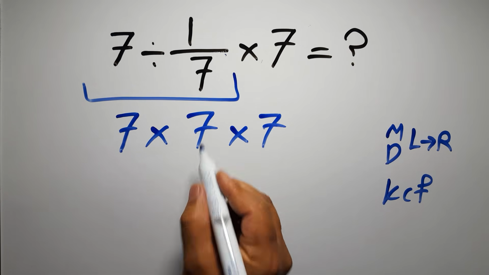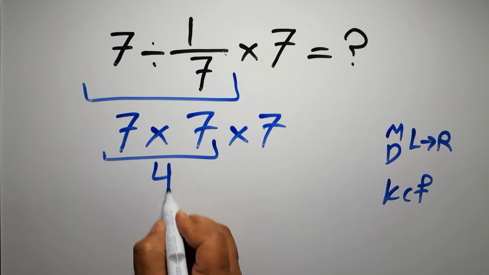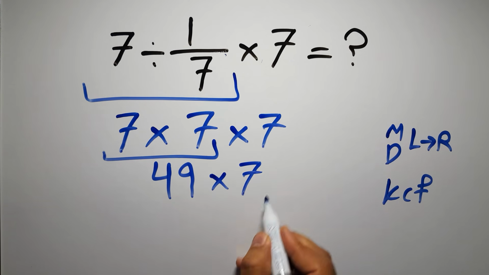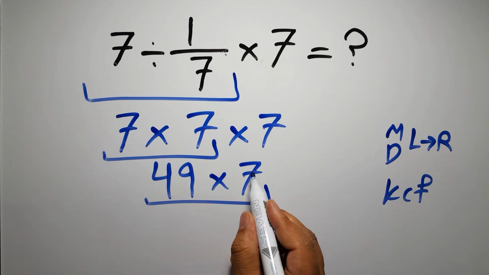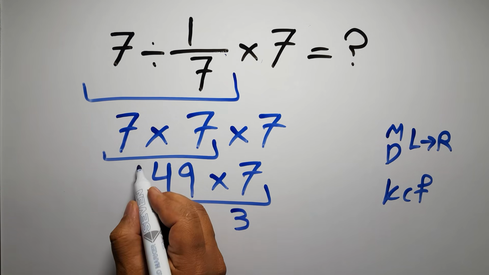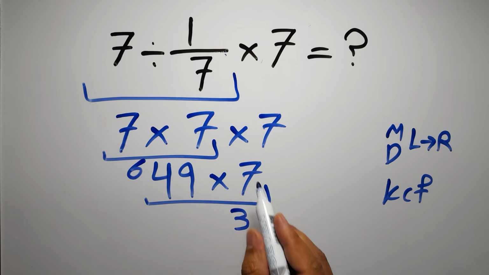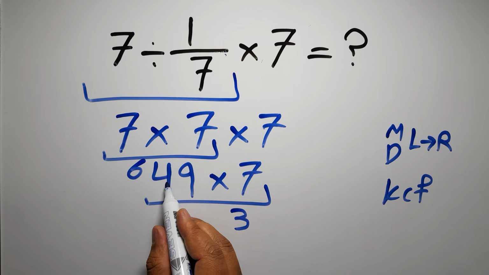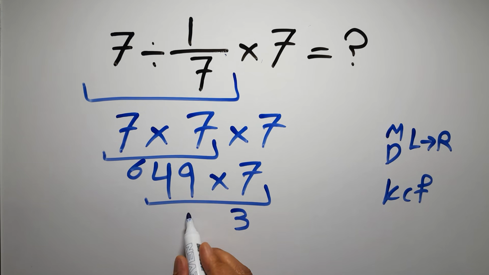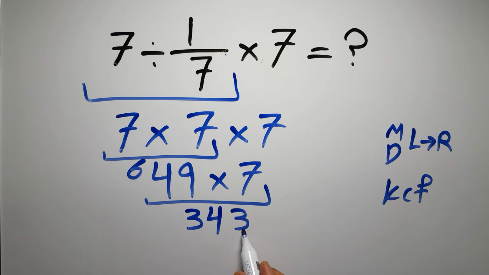So 7 times 7 gives us 49. And we have 49 times 7. Okay? 7 times 9 gives us 63. We write 3 here and carry 6 here. Okay? 7 times 4 gives us 28, and 28 plus 6 gives us 34. So 343. And this is our final answer to this problem.